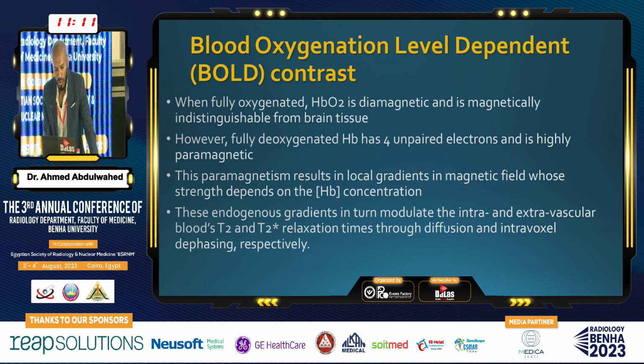For the BOLD signal, oxyhemoglobin is a diamagnetic substance, so it's magnetically similar to the brain tissue. However, deoxyhemoglobin is a very paramagnetic substance. This paramagnetism will result in local, very small gradients within the magnetic field. This gradient will cause loss of signal, or drop of signal, in the T2 and T2 star sequences.